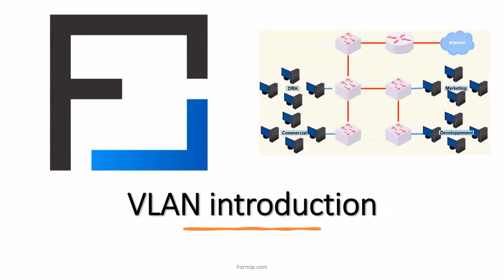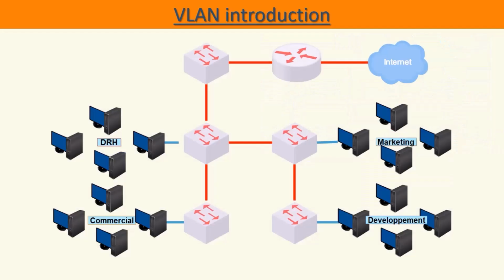In this network topology, we have several services: DRH, marketing, commercial, and development, which each have their own switches. And yet what you see here is a bad design of the network. If one of the PCs sends a broadcast, then all the switches will spread it all over the network.